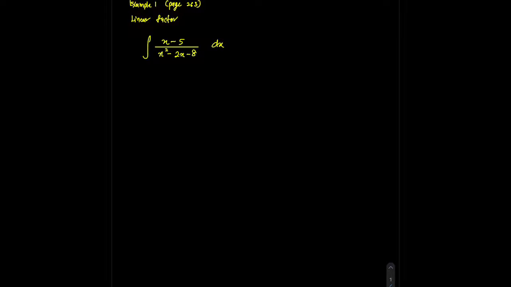Turn to page 263, example 1. This is an example of the linear factor. Integrate x minus 5 over x squared minus 2x minus 8 dx. So what is the first step? You have to decompose. Before you try to decompose, we need to factorize our denominator completely.